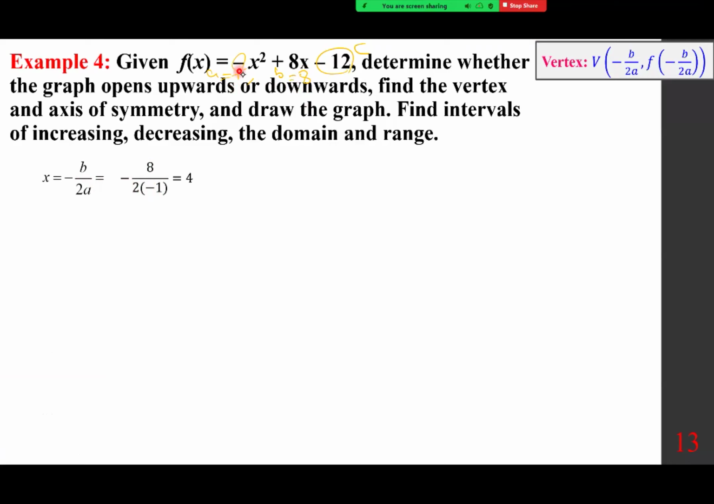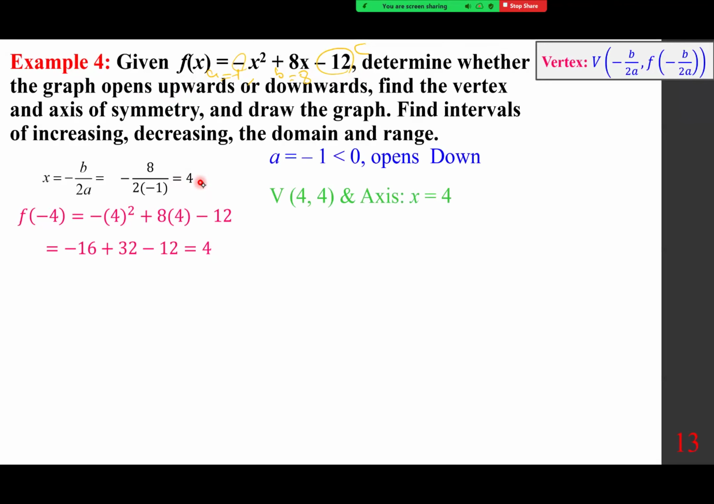Now when we put the 4 in there, we can find the y coordinate. So negative 4 squared plus 8 times 4 minus 12. So 4 squared is 16, which makes it minus 16, plus 32 minus 12, and it adds up to 4. So it opens down because a is negative. The vertex is located at 4, comma 4, and the axis of symmetry is x equals 4.